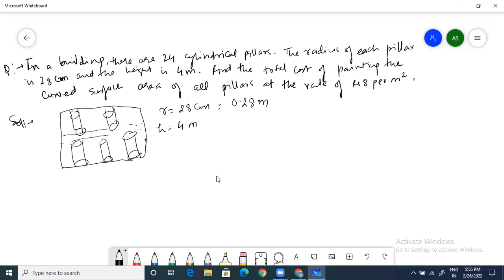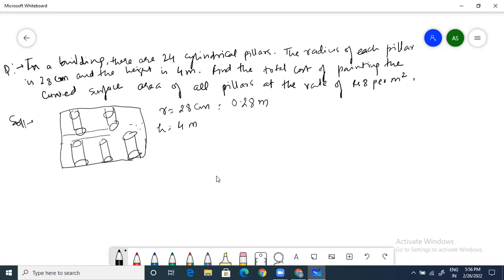Okay. So we are converting this radius from centimeter to meter because everything else is in meter. So it is good to convert it into the same unit, right? Now it is asking us the cost of painting the curved surface area of all pillars at the rate of 8 rupees per meter square.